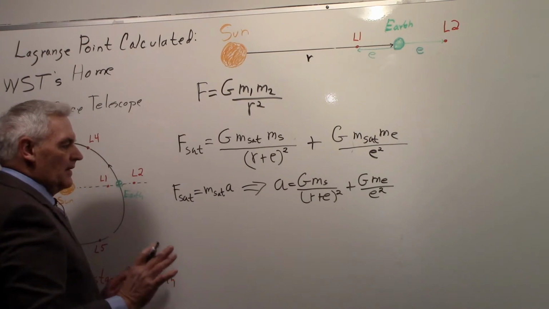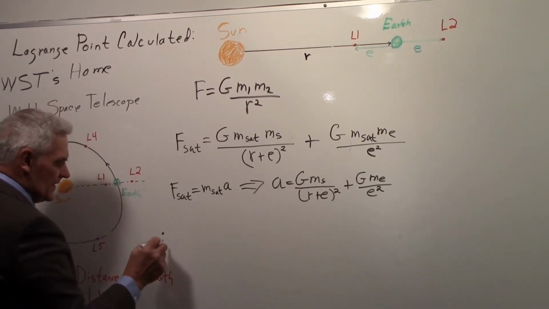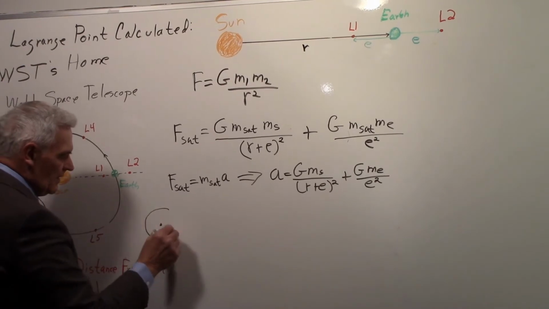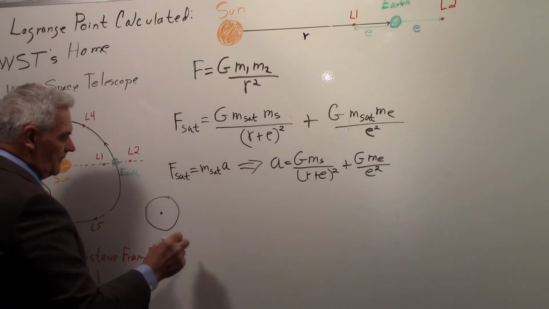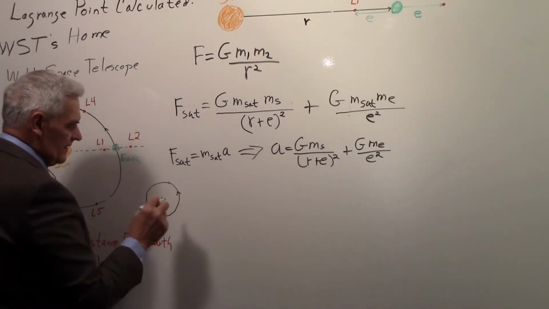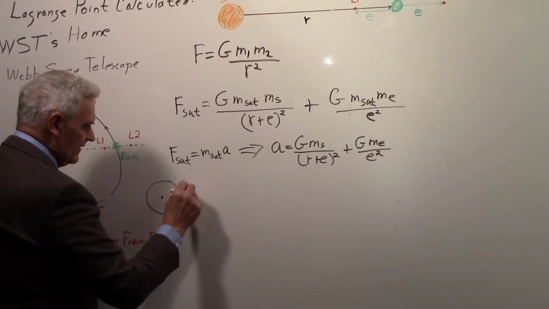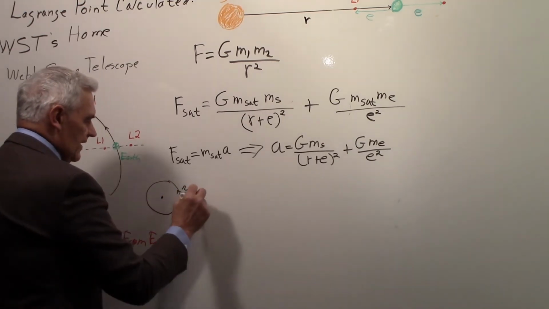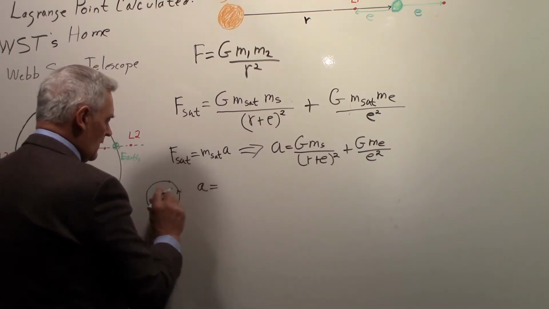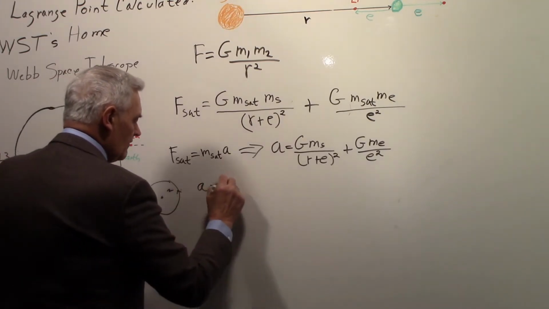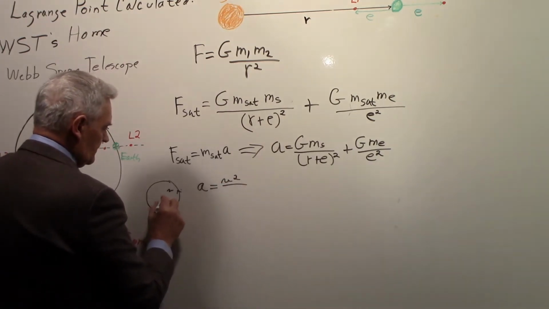So we want to get now another expression for a. And you know, say I'm standing here and I'm twirling a weight around in a circle, what is the acceleration of that? Well, let's say it's going around at a velocity v. The acceleration then is going to be v squared over the distance, we'll call it r.